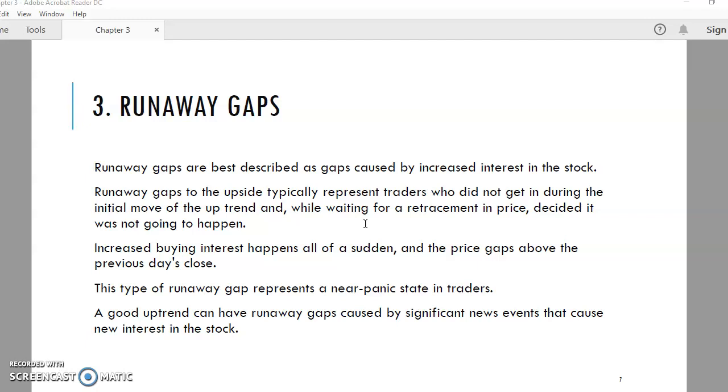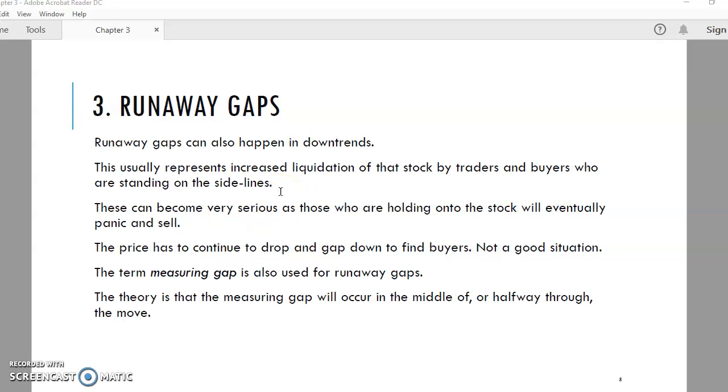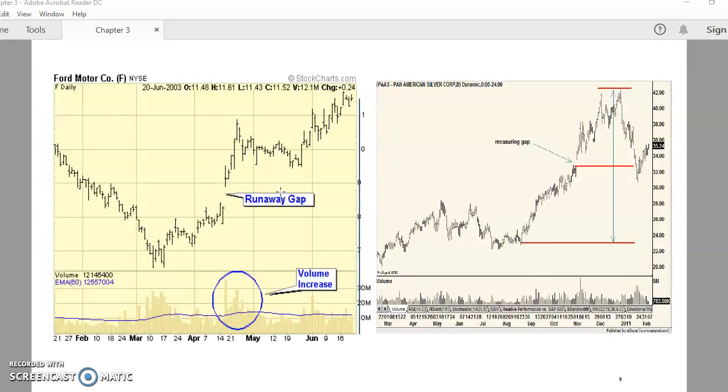A good uptrend can have a runaway gap caused by a significant news event that causes new interest in the stock. Similar to breakaway gaps, a runaway gap can also happen in a downtrend. Okay, so this is an example of a runaway gap. So why does this happen? Because some traders or investors panic, they will miss out on the opportunity to make a profit, so they try to enter the market by offering a higher price, creating a runaway gap.